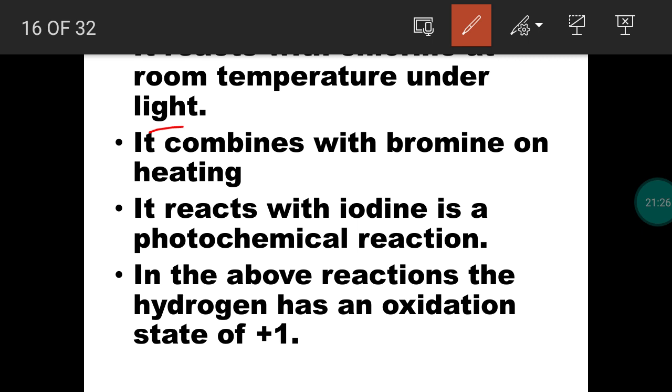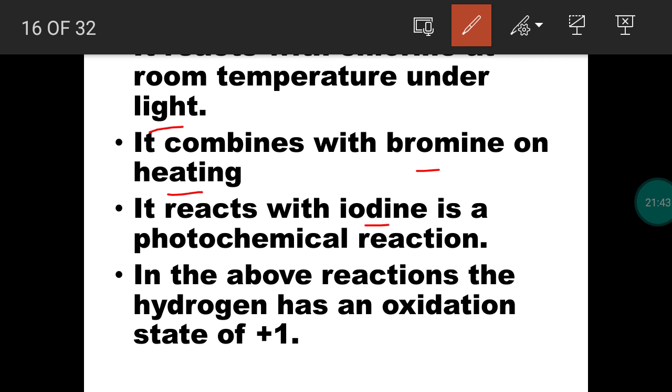Hydrogen will not combine with bromine at ordinary temperature. At room temperature, hydrogen and bromine will not combine to form hydrogen bromide. So we have to heat the mixture. When we heat, hydrogen combines with bromine to form hydrogen bromide.